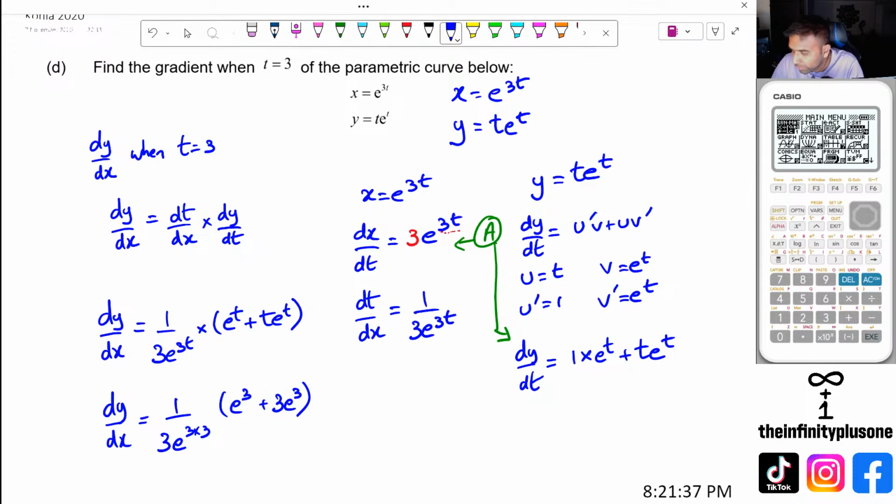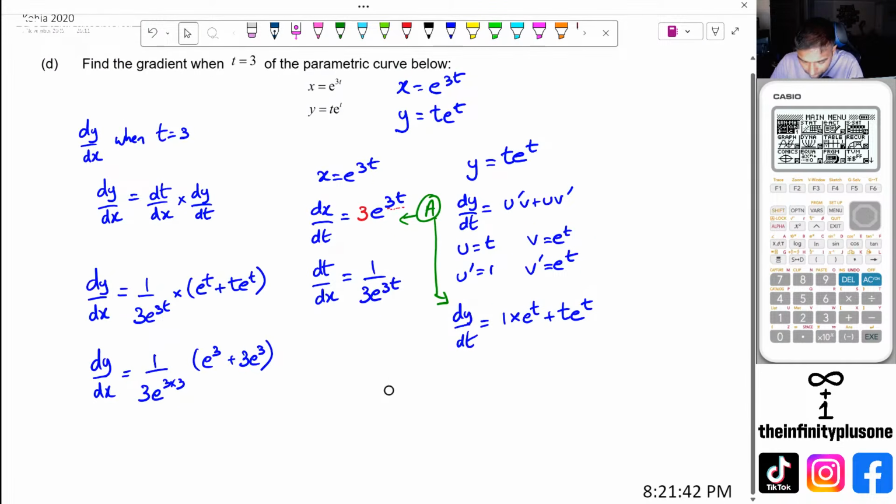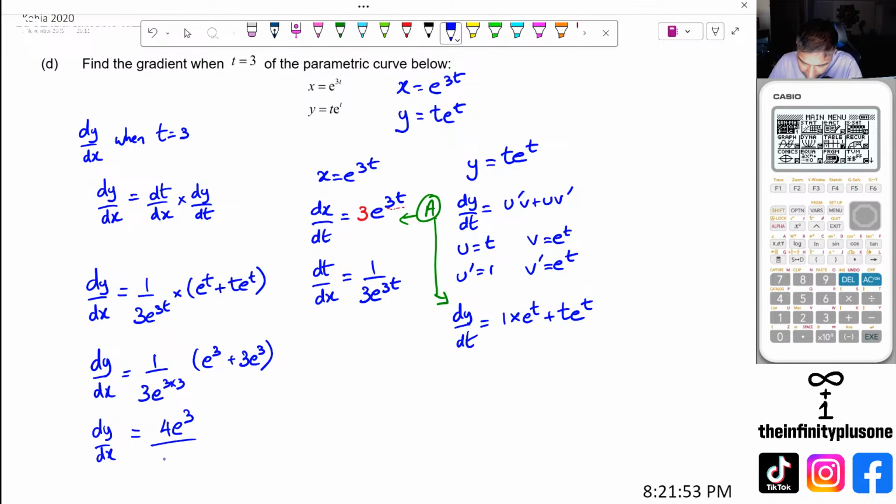Yeah, it's a tricky one there, Willie Sniper, because they just kind of put that in there and you don't even notice that it's actually a product rule. So at this point, I could write dy/dx as 4e^3 divided by 3e^9. And you could actually write your answer like this if you want. You don't need to calculate it. You could actually write it as 4 over 3 e to the power of 6. And that answer is more than sufficient to actually get the merit grade for this.